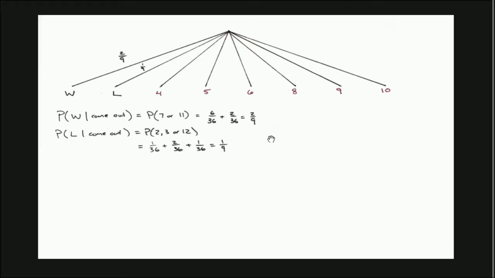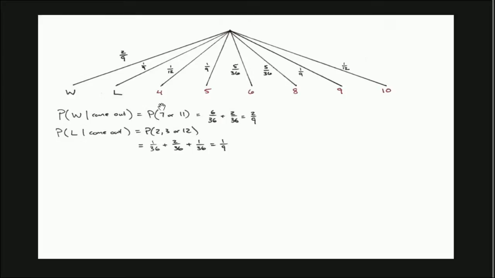Well, what about losing on the come out roll? If we crap out on the come out roll, that means we've rolled a 2, a 3, or a 12. If we look at the probabilities, getting a 2 is 1 over 36. The probability of getting a 3 is 2 over 36. And the probability of getting a 12 is 1 over 36. So the sum of all of those gives us the probability of crapping out on the come out roll, and so we get 1/9.